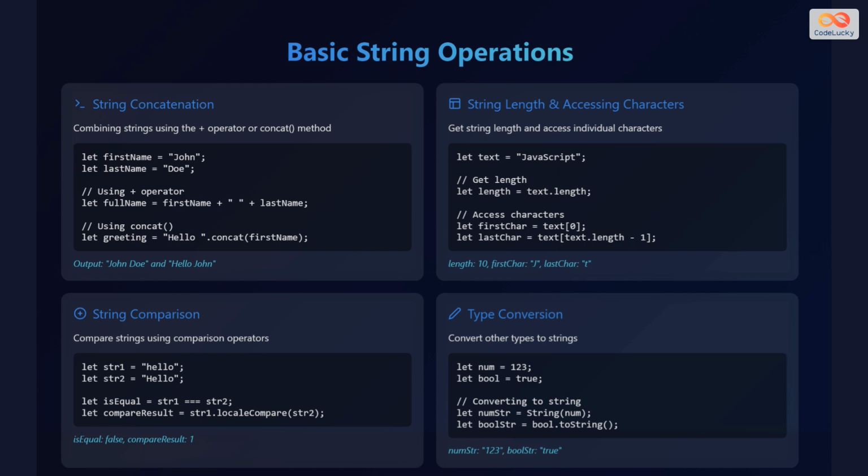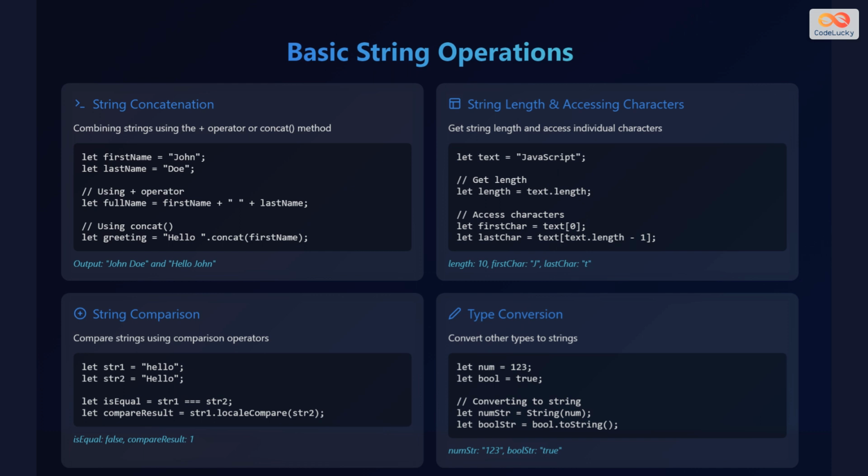Strings can be compared using comparison operators like triple equals and localeCompare. For example, let string1 = "hello", and let string2 = "Hello". Let isEqual = string1 === string2, and let compareResult = string1.localeCompare(string2). This results in isEqual being false and compareResult being -1.